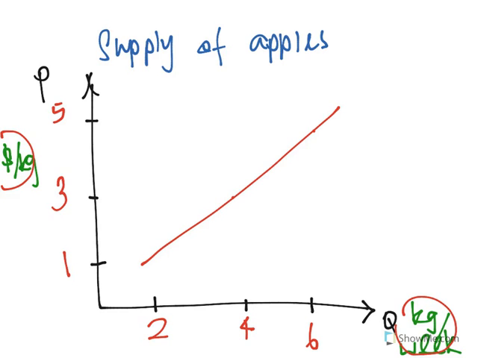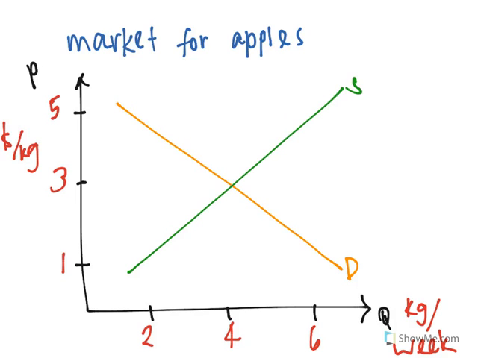Now the next step is to put these two curves together and you get what you call your market for apples. And this is where the price mechanism comes in. So when you join these two curves up, you get a point of intersection, and this is called your equilibrium. So at this price, producers are happy to produce at the quantity that consumers demand for, which is, in this case, $3 a kilo at 4 kilos a week.